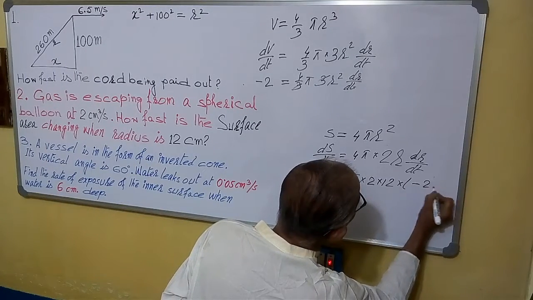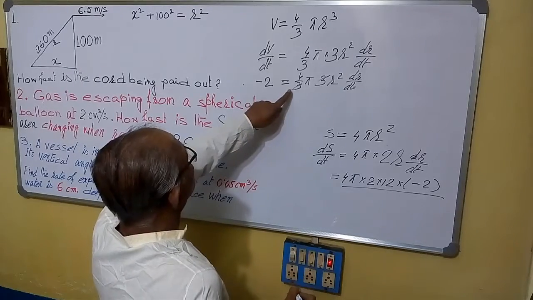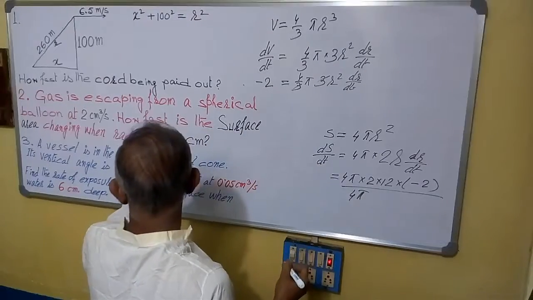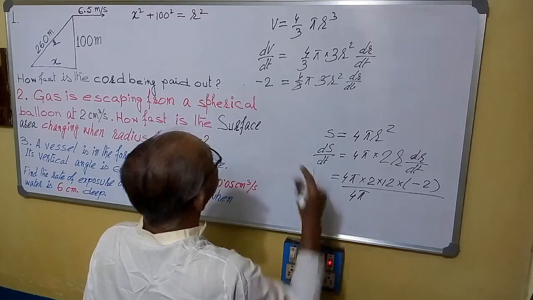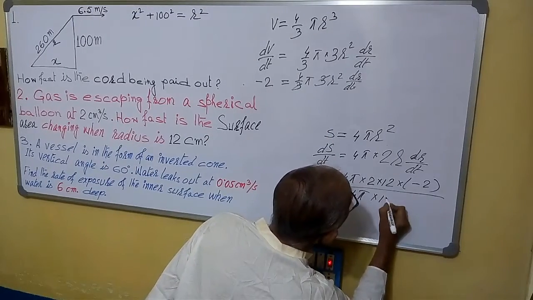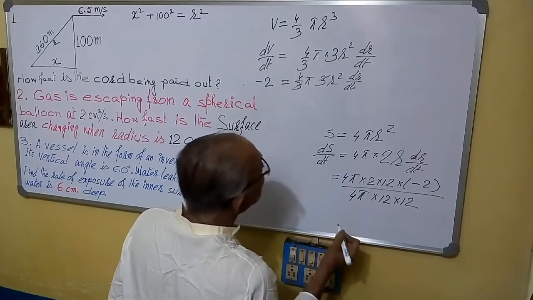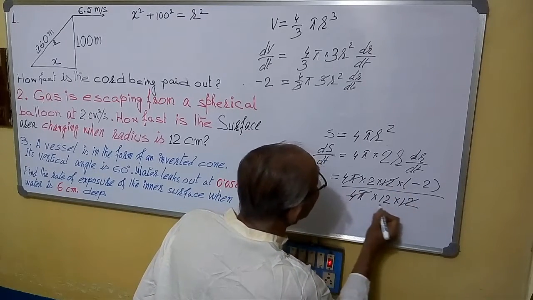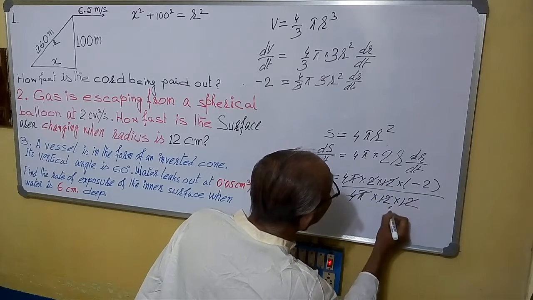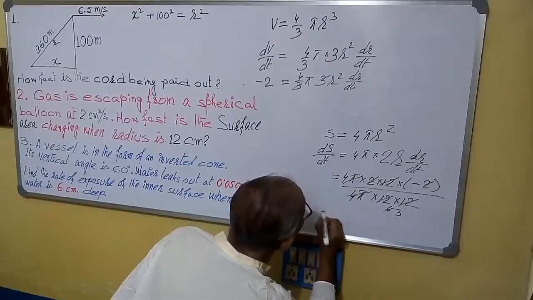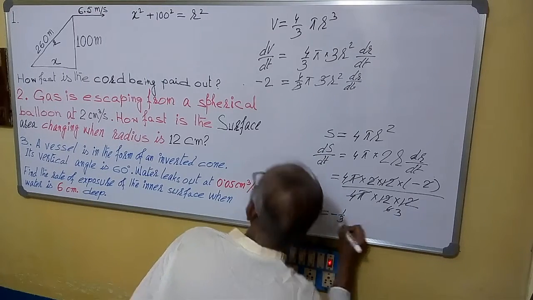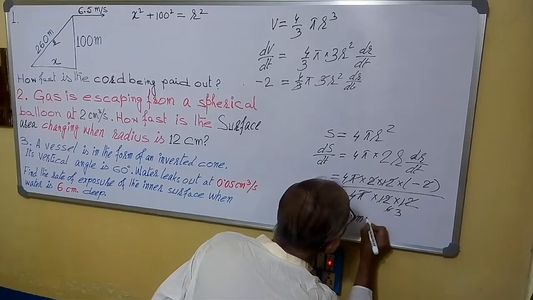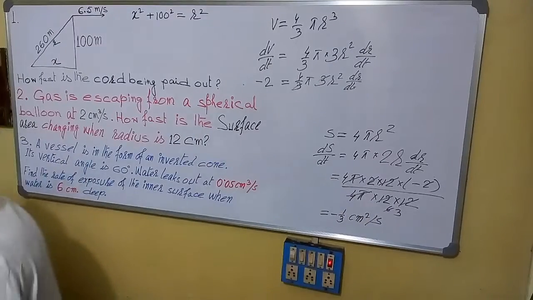Minus 2 by 4 pi r square, and r is 12 centimeter. So what we are getting: 4 pi, 4 pi we can cut, 12 we can cut, 2, 6, 2, 3, equals minus 1 by 3. It is the surface area, so it is centimeter square per second. In this way you can easily calculate this.